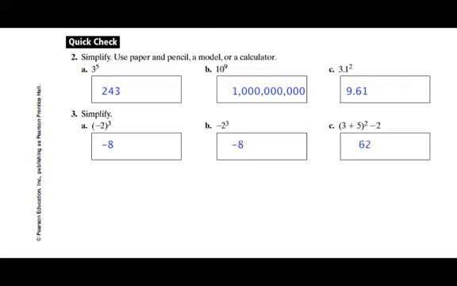Number 2a is 243. 2b is 1 billion. 2c is 9.61. 3a is -8. 3b is -8. And 3c is 62. We're going to spend a little bit more time with some more examples involving negative numbers and exponents and when there is parentheses and when there aren't parentheses.